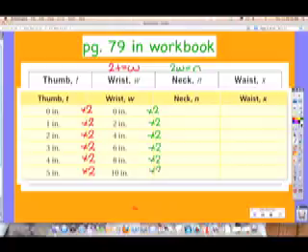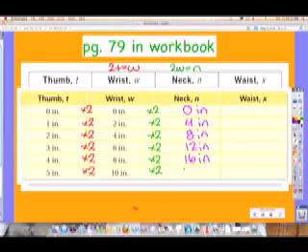Alright, shout it out. What's 0 times 2? 0. 2 times 2? 4. 4 times 2? 8. 6 times 2? 12. 8 times 2? 16. 10 times 2. Okay, are we going too fast? You got this? Stay with me.